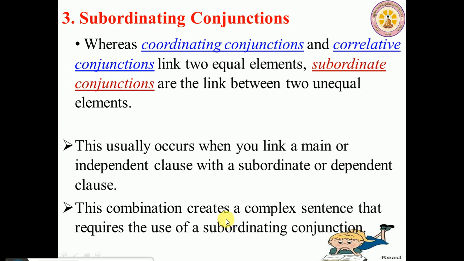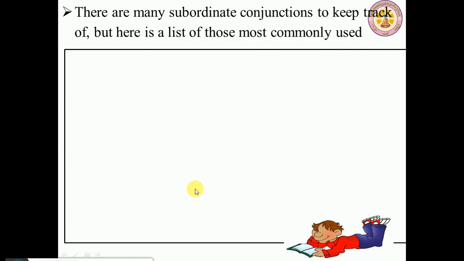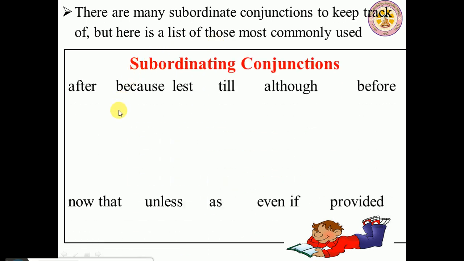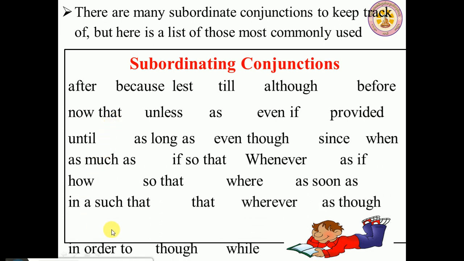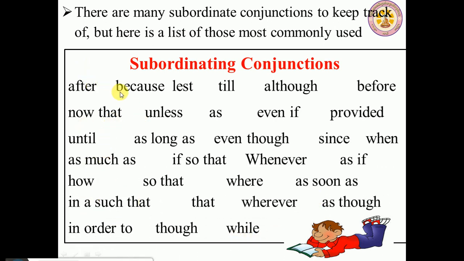Okay, the combination creates a complete sentence that requires the use of a subordinating conjunction. There are many subordinating conjunctions to keep track of, but here are some common ones. At home you can study them yourself, like after, because, unless, for example. All of these are common subordinating conjunctions. So try to read and learn more at home.